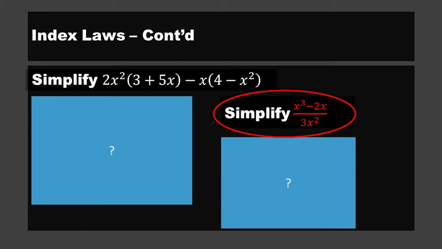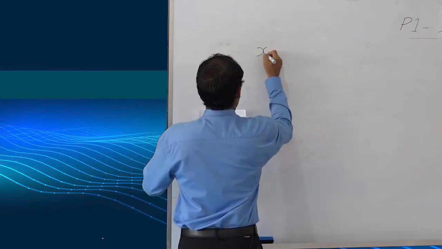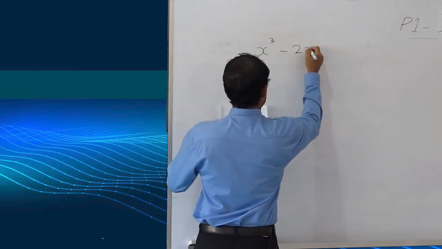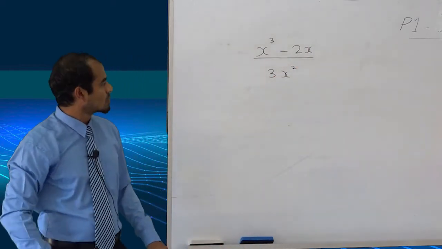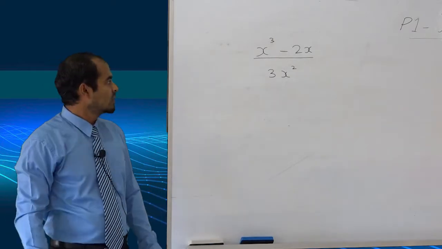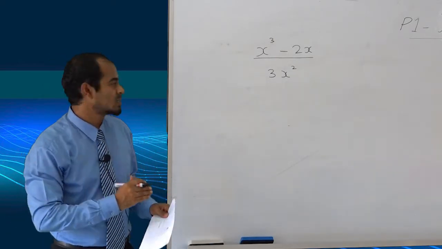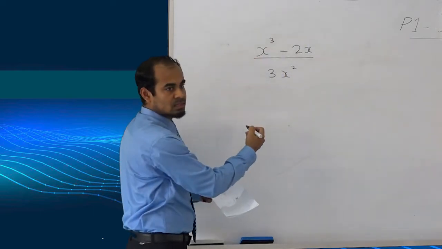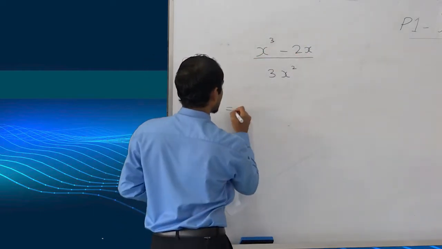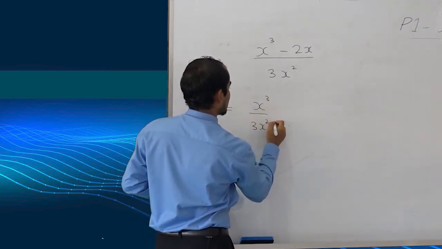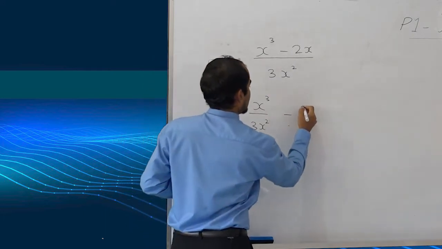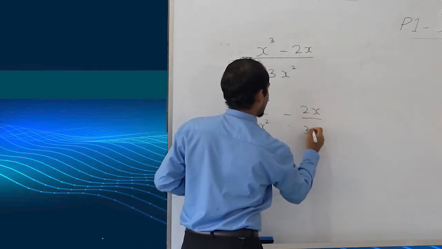Let's try this one out. This is a fractional expression involving indices. Let's write it down. We have x cubed minus 2x divided by 3x squared. So the first thing is that we need to split them into two fractions. Here there is a large numerator with two terms, so we split them like this: x cubed divided by 3x squared, minus 2x divided by 3x squared.